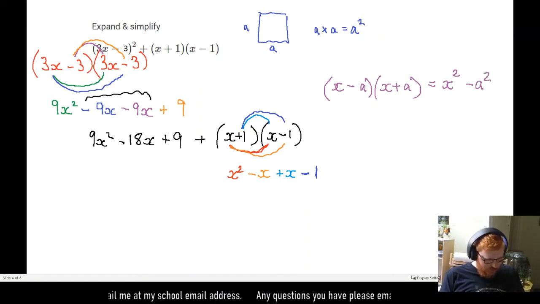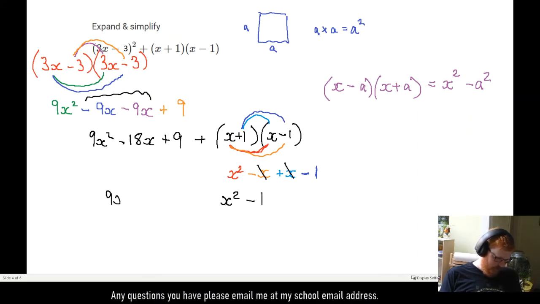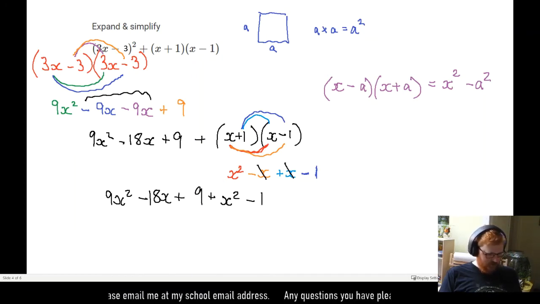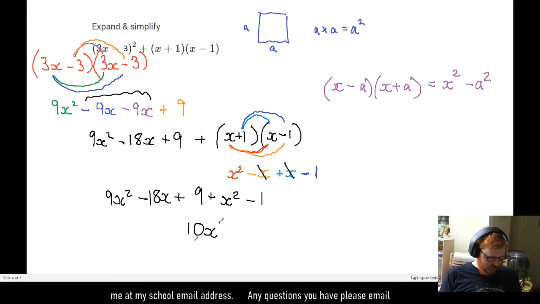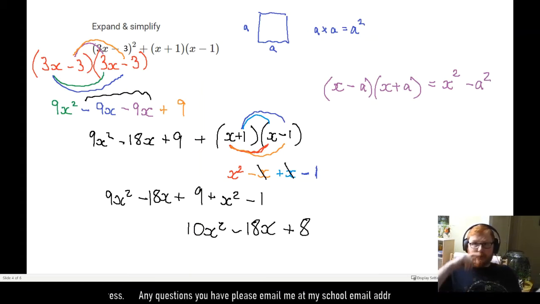So simplifying what we've just got, these x's are going to cancel. Look, plus x and minus x are going to cancel, so I've just got x squared minus 1, and that needs to add to my 9x squared minus 18x plus 9. Bring all that together, I've got 10x squared, still negative 18x plus 8, and that's my final answer.